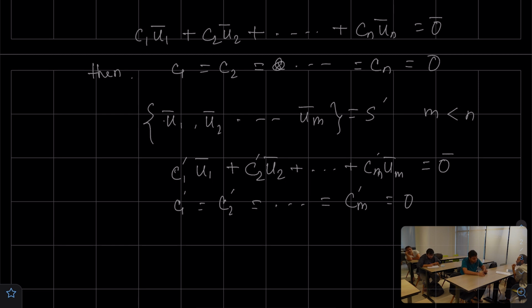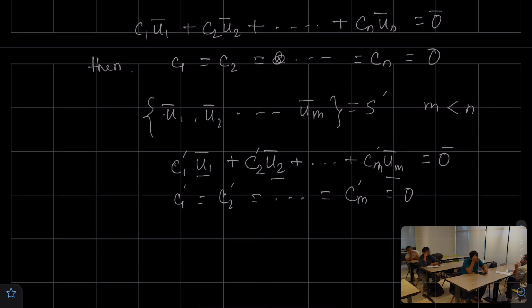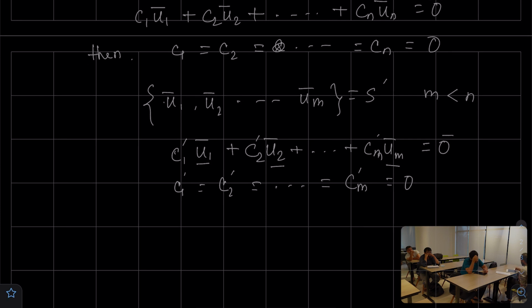Why is it the case that these scalars are identically zero? Because u1, u2, and um are linearly independent vectors, and if I set this summation equal to 0, then the scalars have to be 0. Otherwise, the summation will not be 0, right? But I'm supposed to show that this is a linearly independent set. I'll prove that theorem in a few minutes.